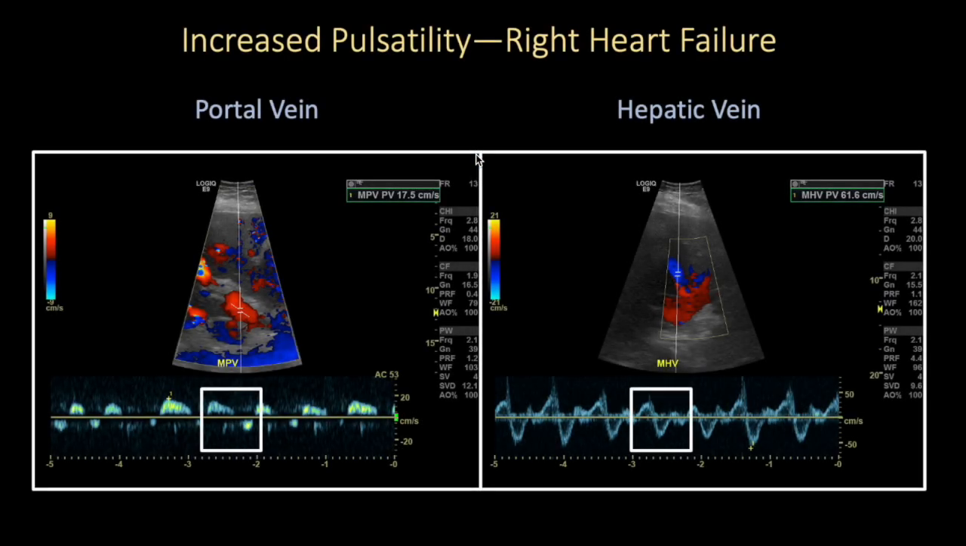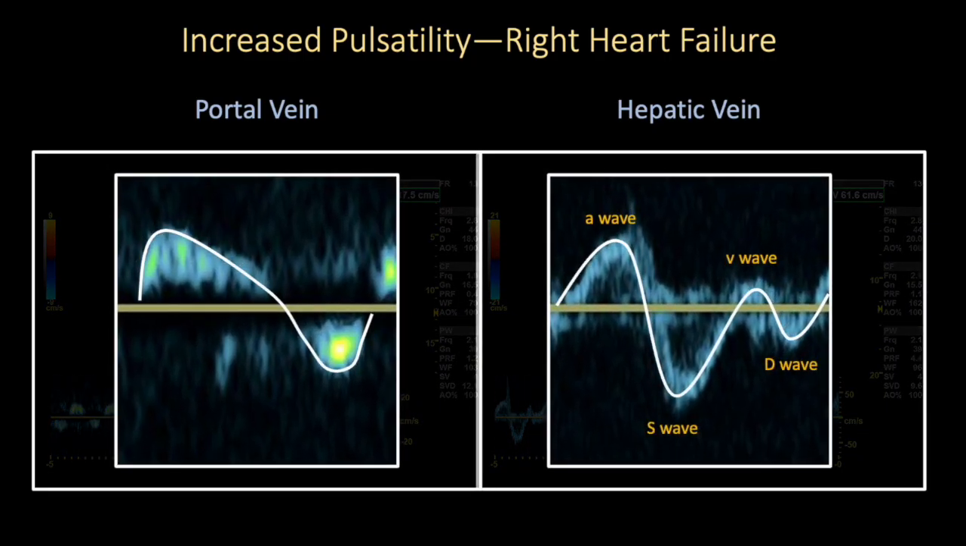Let's take a look here in a patient with right-sided heart failure. Let's take a look at what the portal vein and hepatic vein look like in this particular patient. And so when we zoom in here at the portal vein, we can see that there is increased pulsatility, that we can see it going beneath the baseline here.